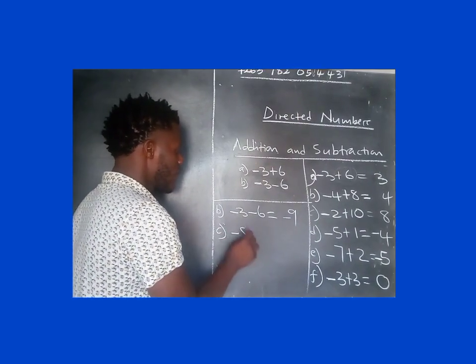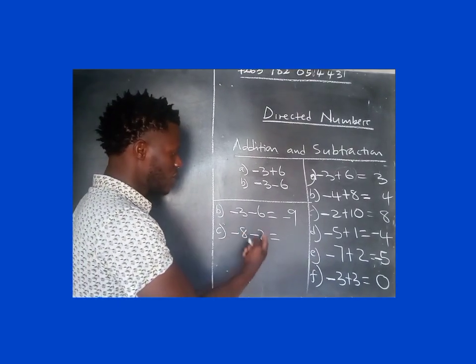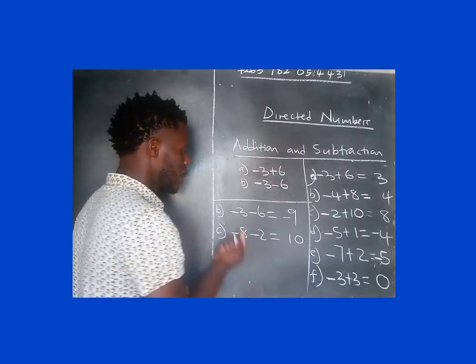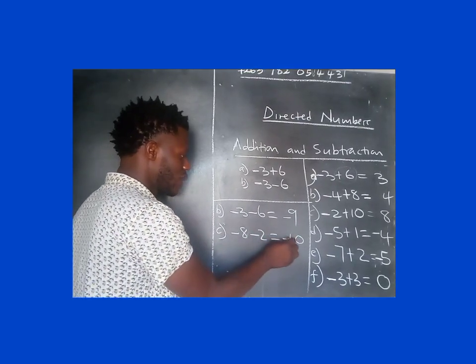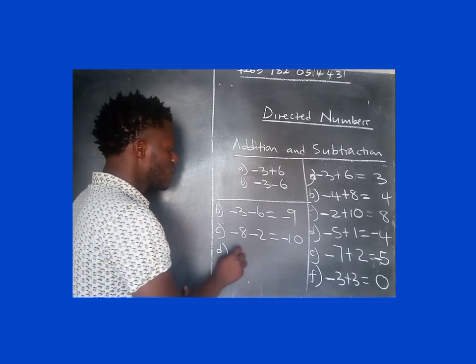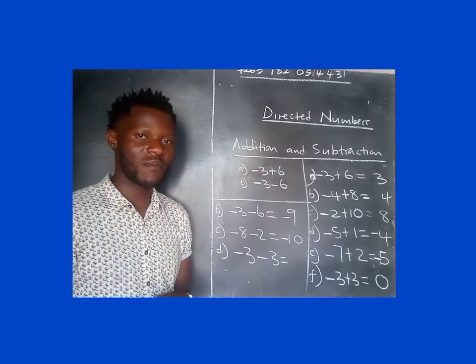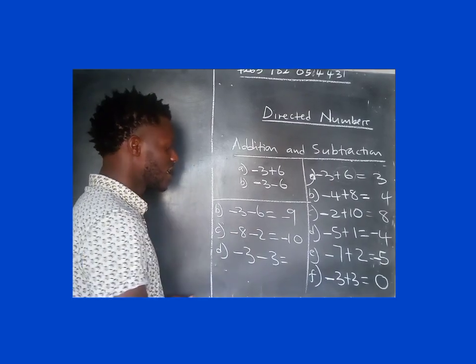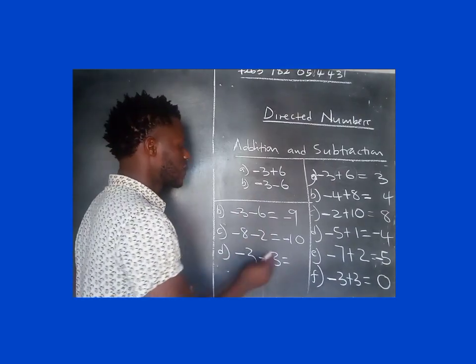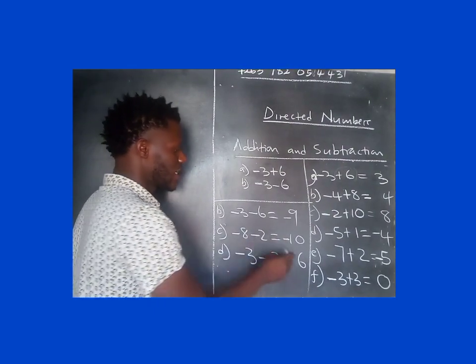Number C, minus 8 minus 2. We are going to add 8 plus 2, 10. And it will take the sign of the bigger value, minus 8, so it becomes negative 10. Then number D, minus 3 minus 3. This is not 0. Minus 3 minus 3, we are going to add 3 plus 3. Then we get 6. Then this 6 will take the sign of the bigger value, that is minus.